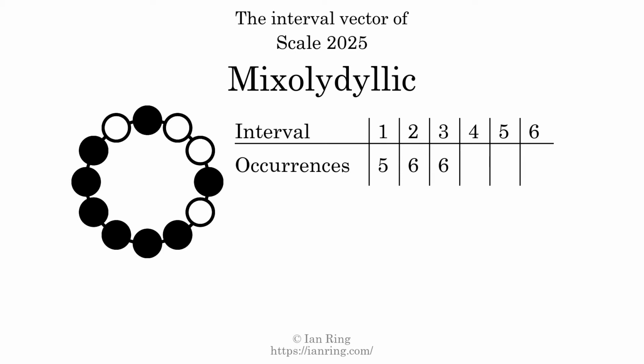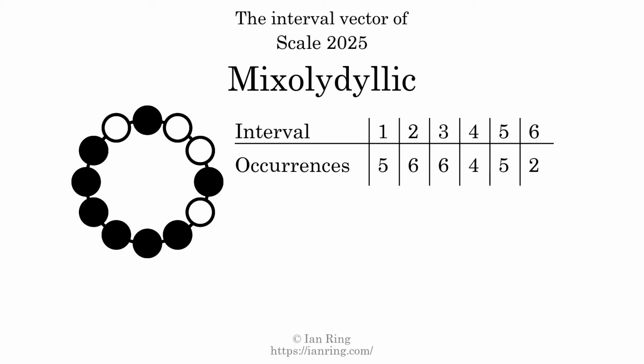There are 6 intervals with the size of 3 semitones. They are here, here, here, here, here, and here. There are 4 intervals with the size of 4 semitones. They are here, here, here, and here. There are 5 intervals with the size of 5 semitones. They are here, here, here, here, and here.